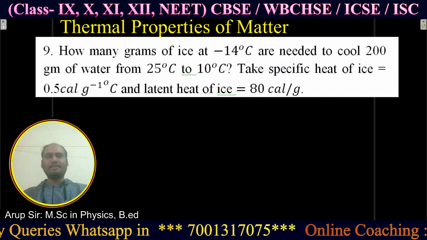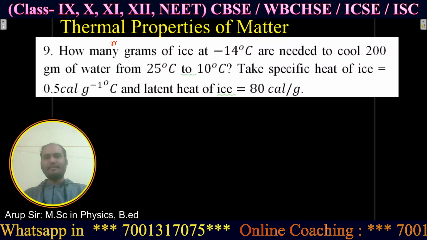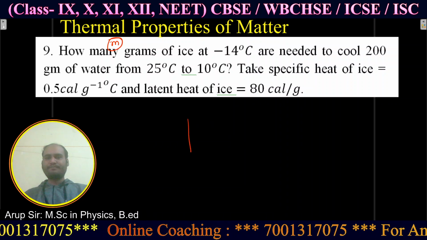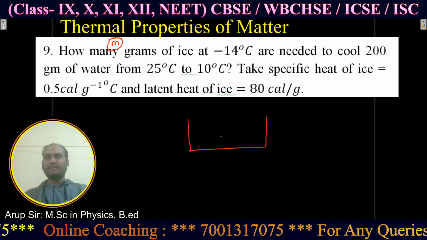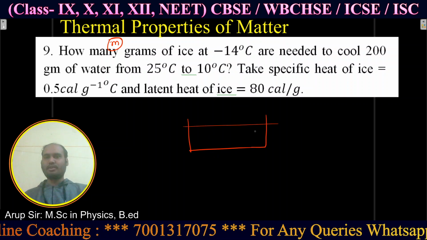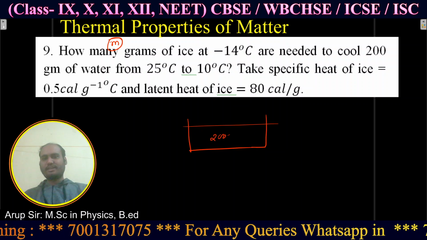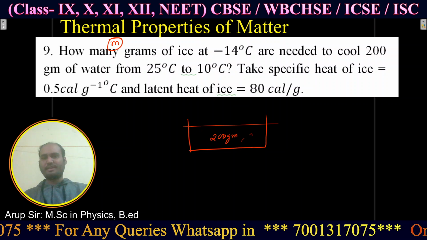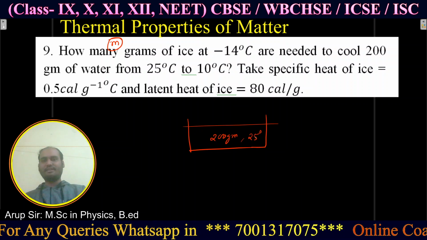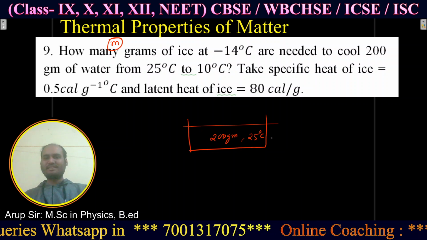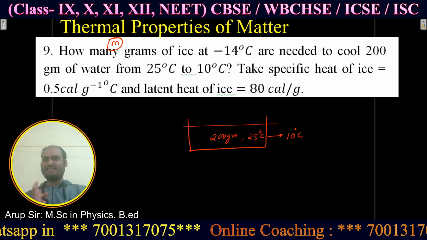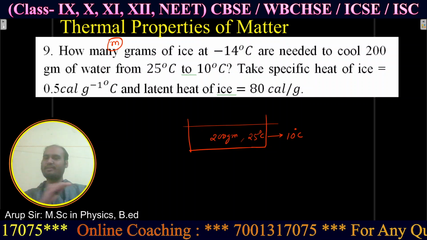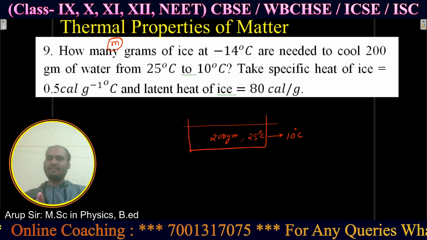See what is happening. Let us suppose some m gram of ice I am taking, and we are putting those ice cubes inside 200 gram of water. Basically this 200 gram of water had an initial temperature of 25 degrees centigrade, and the temperature changes from this to 10 degrees centigrade, so there is no phase change or state change for the water. At 10 degrees centigrade obviously the water will still be water.